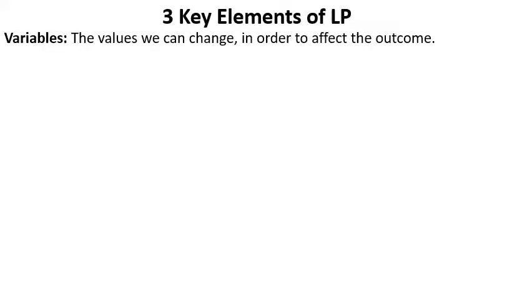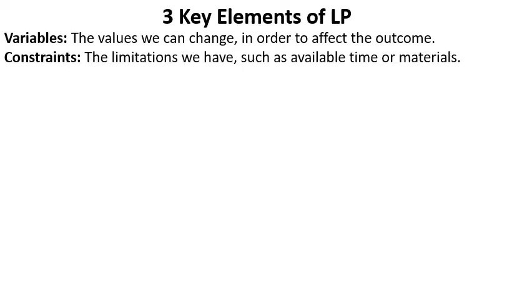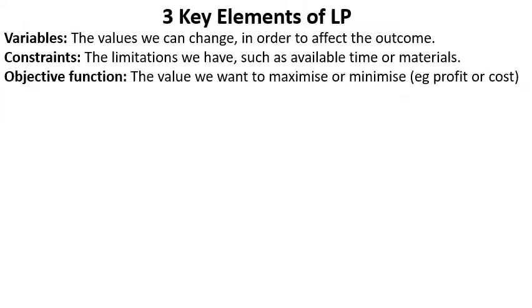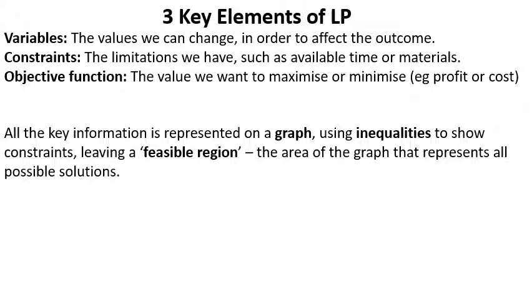Here are the 3 key elements of linear programming. The first is the variables. These are the values that we're able to change in order to affect the outcome. The second are the constraints. They're the limitations that we have imposed on us by the situation. It might be the time we have available or the materials we're able to use. And then finally, something called the objective function. This is the thing that we want to make as big as possible or as small as possible. We might be minimizing cost or maximizing profit.